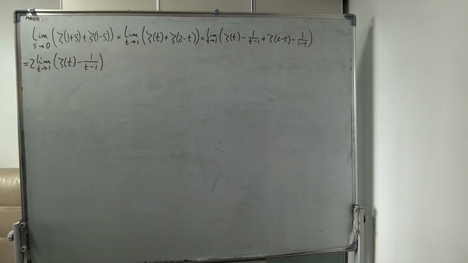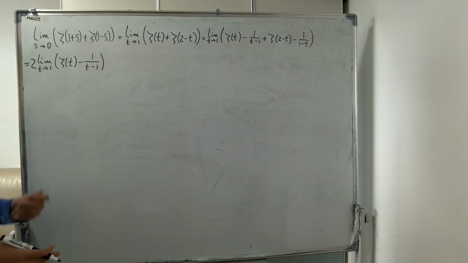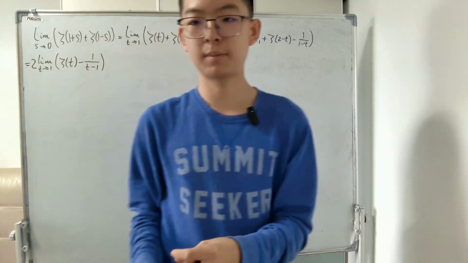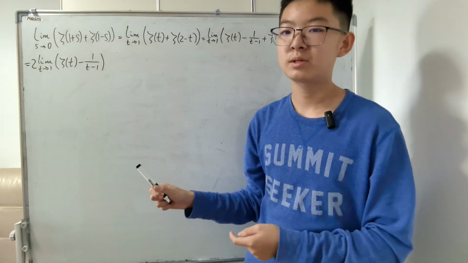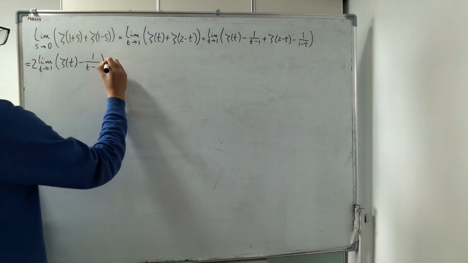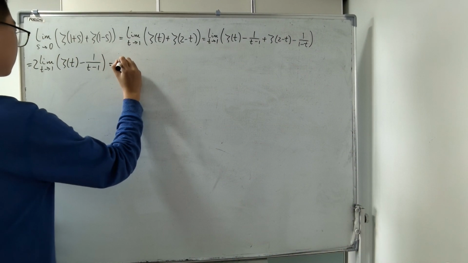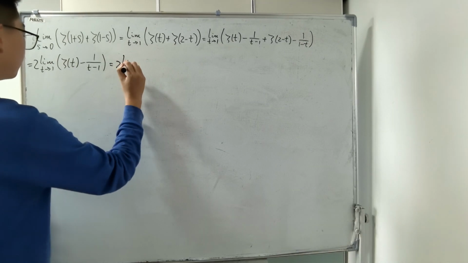Twice this limit. And this limit is something that we've seen before on YouTube and on other math websites. And this is quite a famous limit, and it has a very interesting form to it, which you've probably also seen before. This is equal to 2 times the limit. This is not how we're going to evaluate this. I'm just pointing this out.